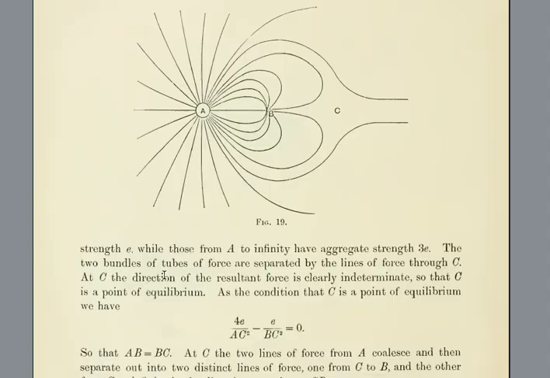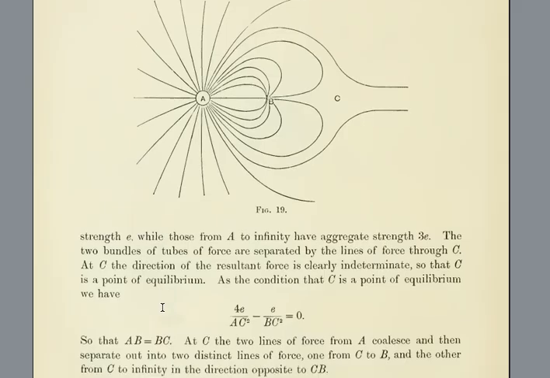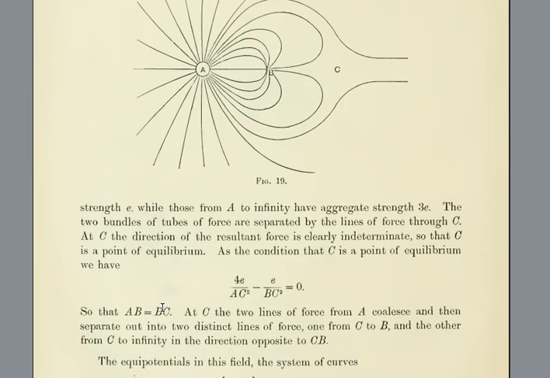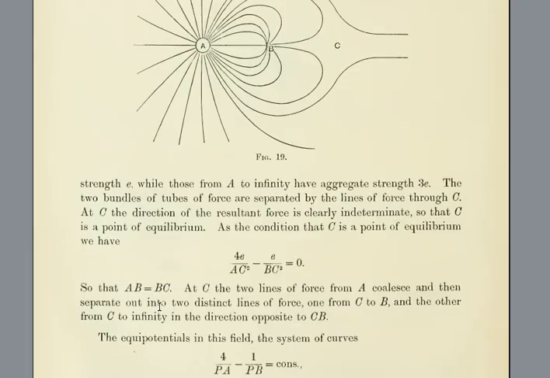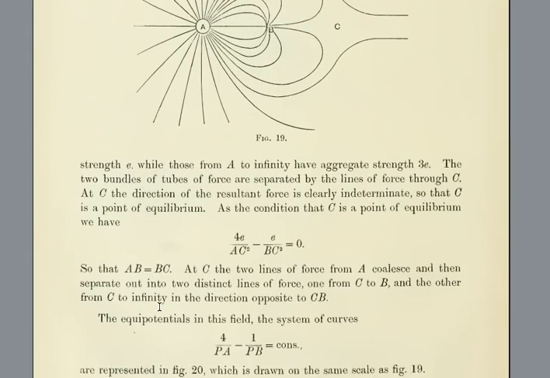As the condition that C is a point of equilibrium, we have the absolute value of charge divided by the square of the distance to C from A equals the absolute value of charge divided by the square of the distance to C from B, so that AB equals BC. At C, the two lines of force from A coalesce and then separate out into two distinct lines of force, one from C to B and the other from C to infinity in the direction opposite to AB.